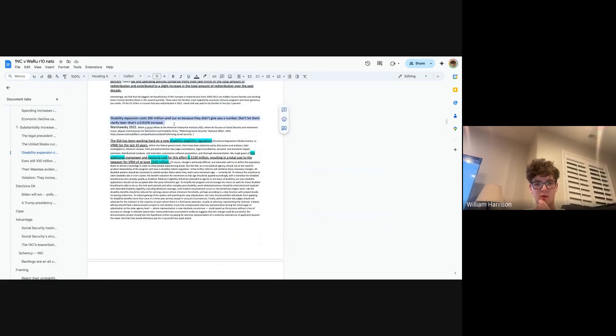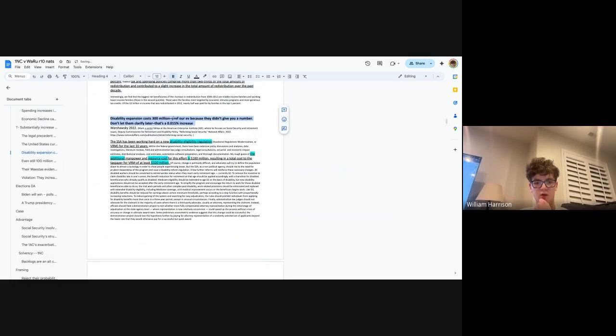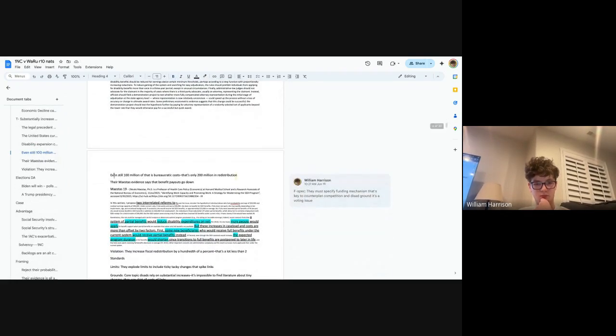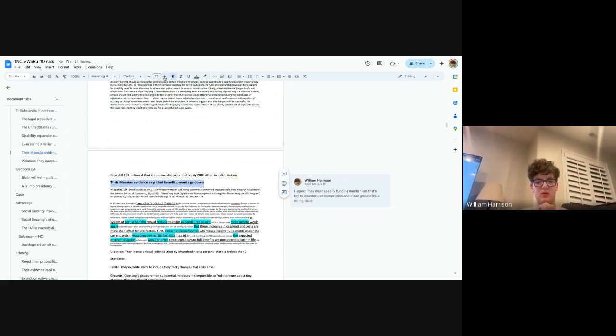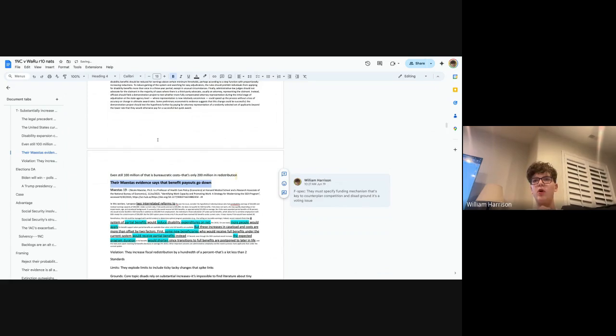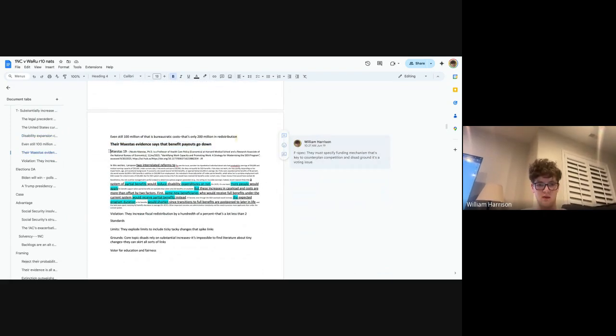We then say the disability expansion costs 300 million, which is a 0.015% increase. And then 100 million of that is bureaucratic costs. That's only 200 million. It's actually redistribution, which is not 40 billion. Then we read another violation. So T is oftentimes more complicated than just interp, violation, standards, voters. It gets a little more.